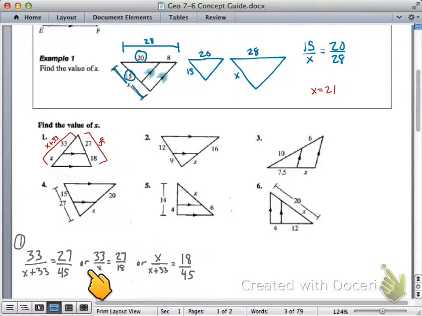Any of these would have worked. Reciprocals, change the means, extremes, however you want to set those, it will work. The key is consistency. Go ahead and solve those whichever way you chose, and see if you can do 2, 3, 4, 5, 6 as well.